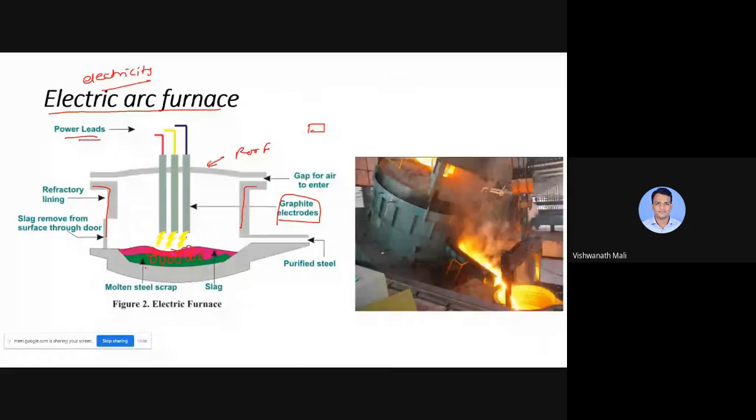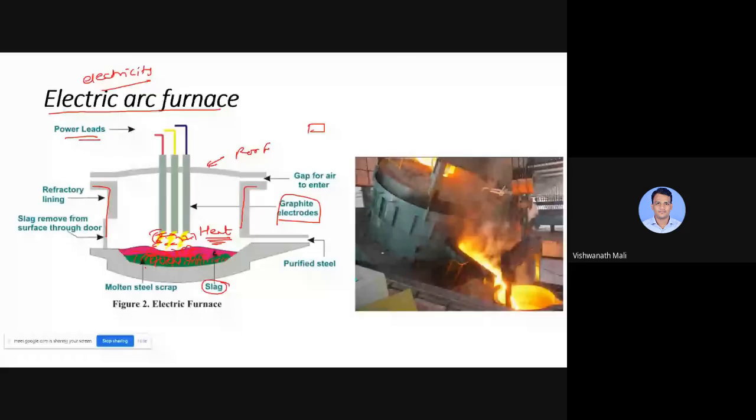Now, once we supply the electricity, what happens? This graphite electrode will generate sparks. Right? Due to the generation of this spark, it creates heat. And due to this large amount of heat, whatever scrap or ore we have here will melt. Now, as we have discussed, when it melts, the molten metal will get collected at the bottom, and the slag, here you can see the slag, will get collected at the top because its density is less.